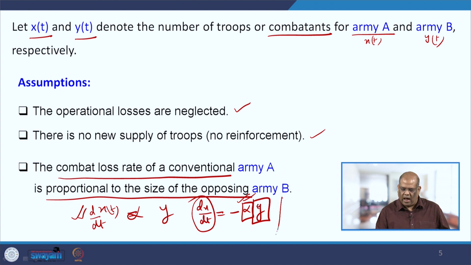The same thing will happen for army B. So dy/dt is going to be equal to minus beta times x, where beta is the rate of fighting skill for the troops of army A, and with that skill, how much loss they can impose on army B is determined by this equation.